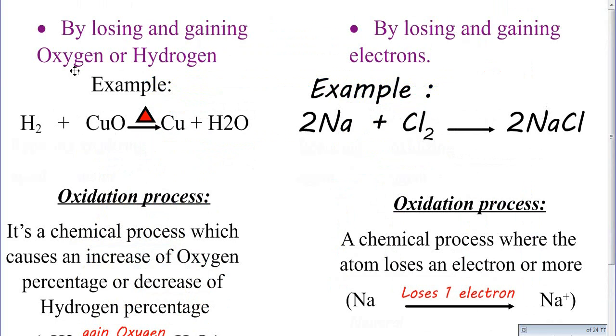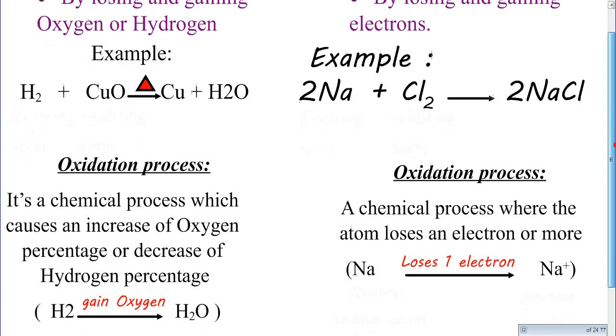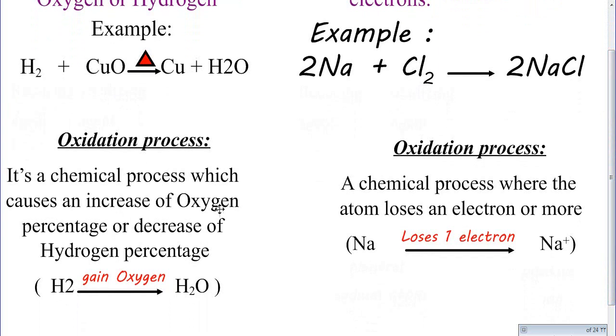Okay, let's start to study the meaning of oxidation and reduction. By losing and gaining oxygen or hydrogen, the example in our lesson: hydrogen plus copper oxide gives us copper and H2O, water. In this reaction, oxidation process means what? It is a chemical process which causes an increase of oxygen percentage or a decrease of hydrogen percentage. So H2 gains oxygen, and H2 changes into H2O or water.